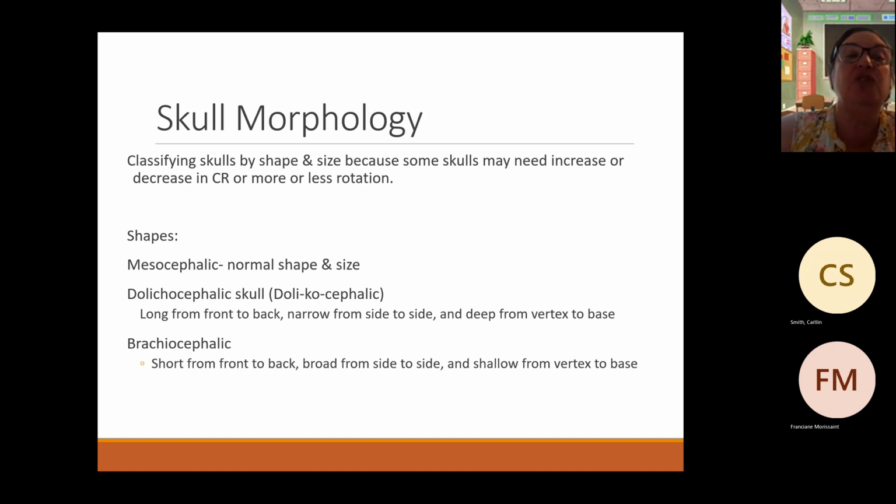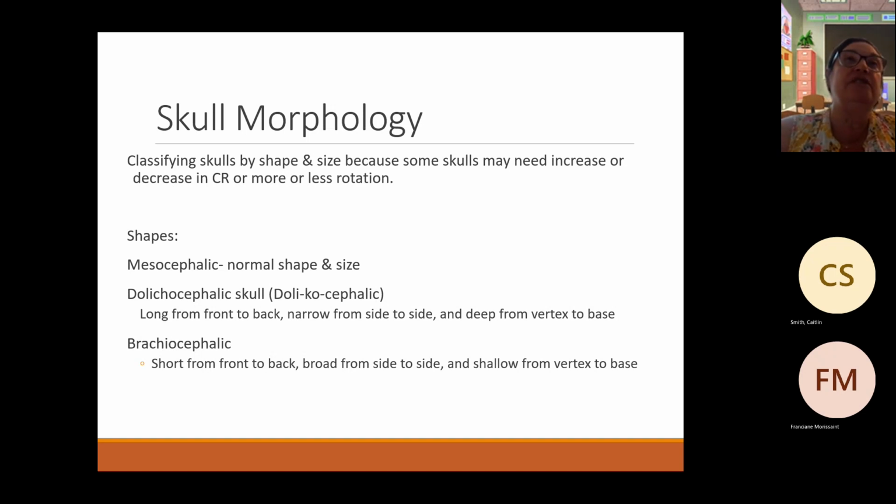Now, when we talk about skull morphology, we're talking about the classification of skulls due to their shape and their size, because some skulls may increase or decrease the central ray angulation or less rotation when you do them. So it's important to understand the shape of the skulls. The mesocephalic skull is a normal shape and size.